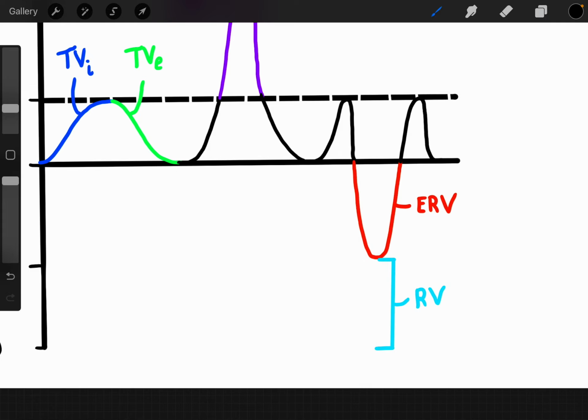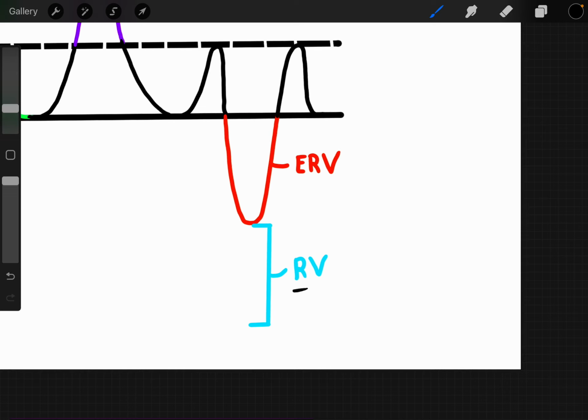Now, at the bottom over here, this is important. So it's residual volume.